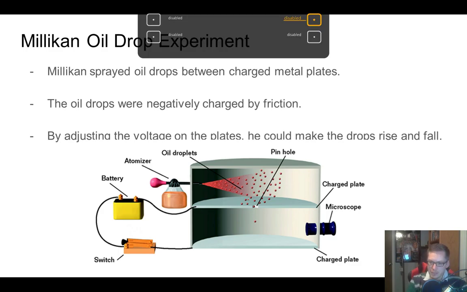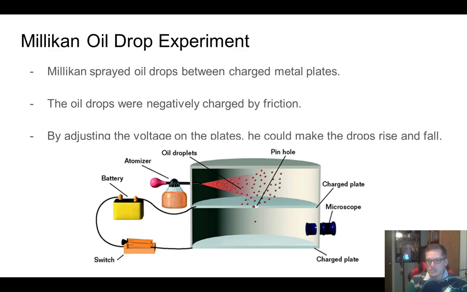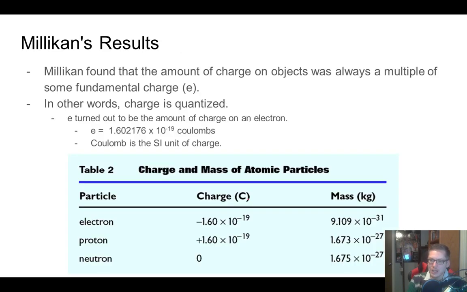By doing that, he could actually measure the ratio of how that occurred. By using the size of the droplets as well as the amount of voltage applied, he could find that the amount of charge on any object was always a multiple of what he called the fundamental charge, which was e. In other words, he found out that charge is quantized, meaning that it always occurs in discrete packets. This e value, this fundamental charge, turned out to be the charge on an electron, 1.602176 times 10 to the negative 19th coulombs.